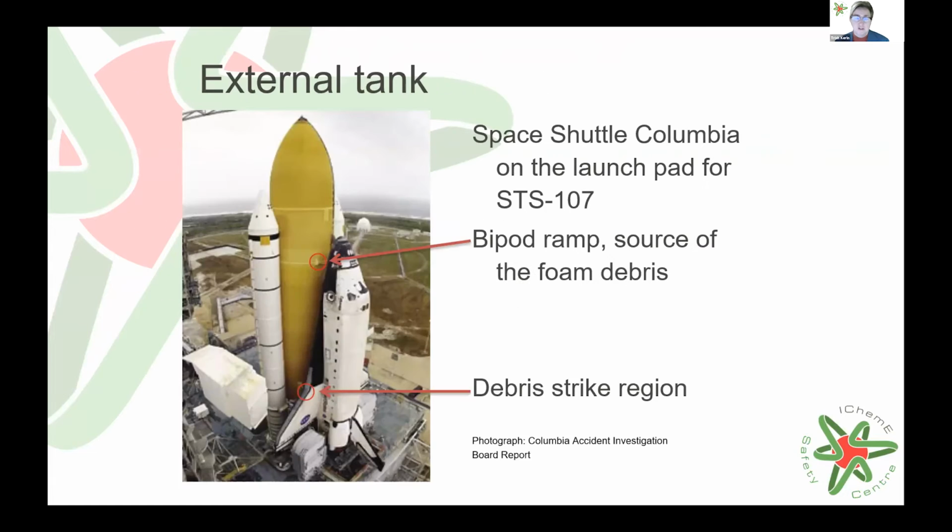So this just shows you a picture of the space shuttle, and what you can see is the circled bipod ramp, that's where the foam came from when the shuttle separated from the tank. That's where the damage came from.